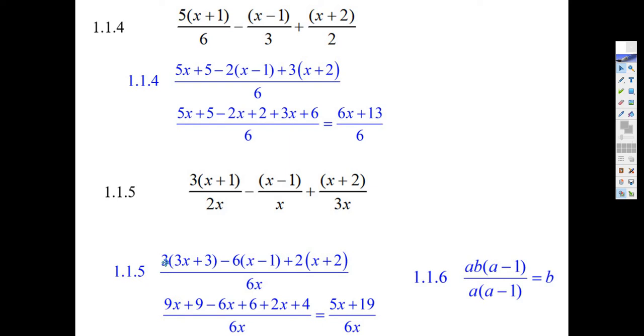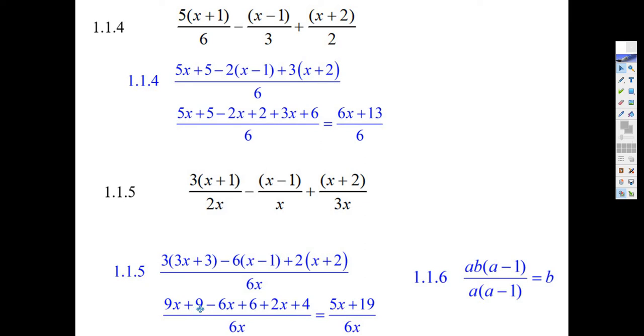3 times 3x is 9x. 3 times 3 is 9. Minus 6 times x is minus 6x. Be careful, minus 6 times minus 1 is positive 6. 2 times x is 2x. 2 times 2 is 4. Now let's put all the x's together. 9x minus 6x is 3x. 3x plus 2x is 5x.